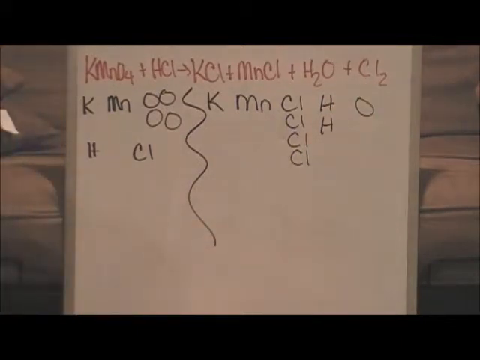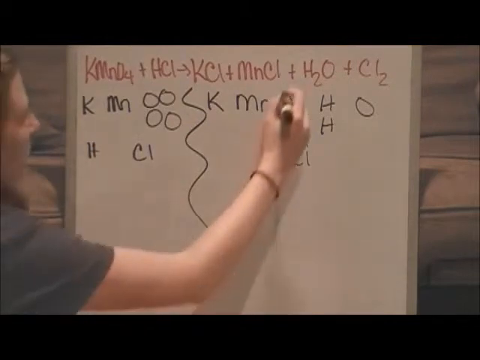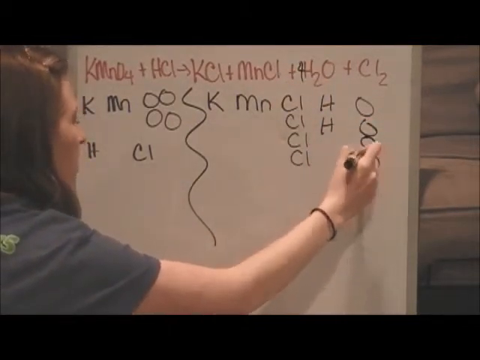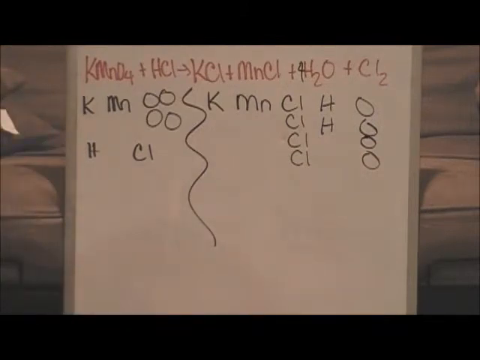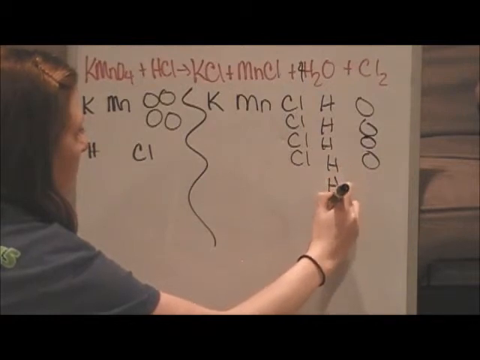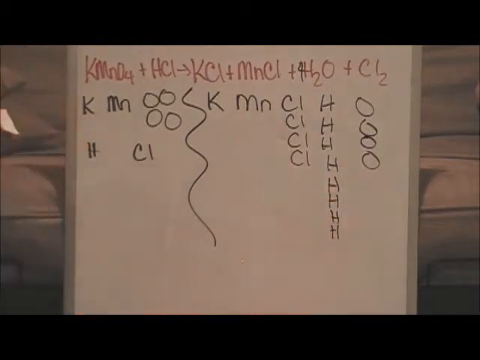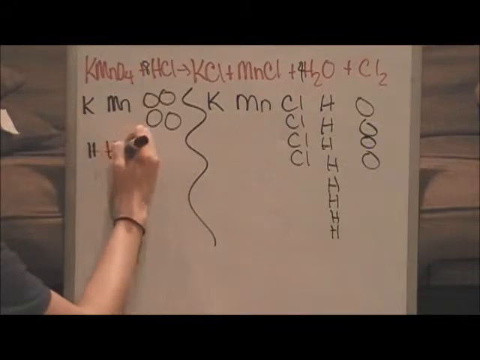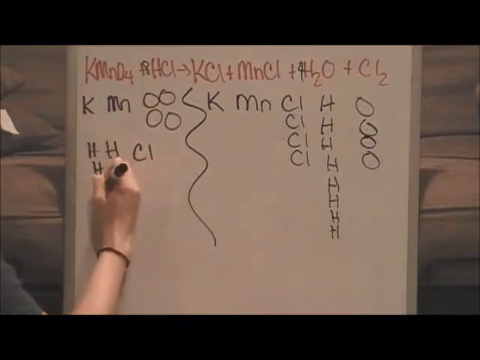First we're going to balance our O's. We have 4 O's on this side and 1 O on this side. So we're going to put a 4 in front of the H2O, which would give us 3 more O's, which would also give us 8 H's. So now we have 8 H's on this side and 1 H on this side. So we're going to put an 8 in front of our HCl, which would give us 8 H's.